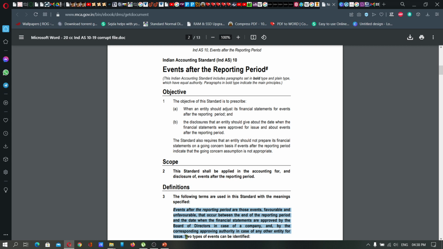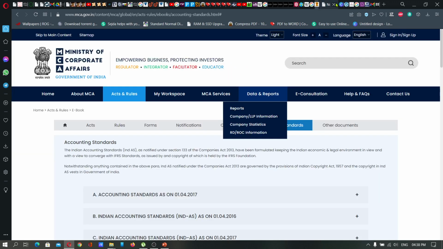That is, certain financial transactions or financial events that occur after the presentation of financial statement, and once the statement is presented, there is a certain time gap between the presentation and the approval of the financial statement by the concerned authority. So any financial event that occurs in between that period is known as events after the reporting period. And Ind AS 10 specifically mentions what procedures have to be followed when a company reports an event after the reporting period. So Ind AS 10 deals with events after reporting period.